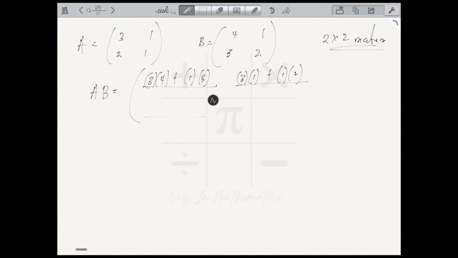In the same vein, we want to evaluate the second row, first column. So that's the second row of A multiplied by the first column of B. So that's 2 multiplied by 4 plus 1 multiplied by 3. And finally, this is the second row and the second column. So that's the second row of A multiplied by the second column of B. So that's 2 multiplied by 1 plus 1 multiplied by 2.